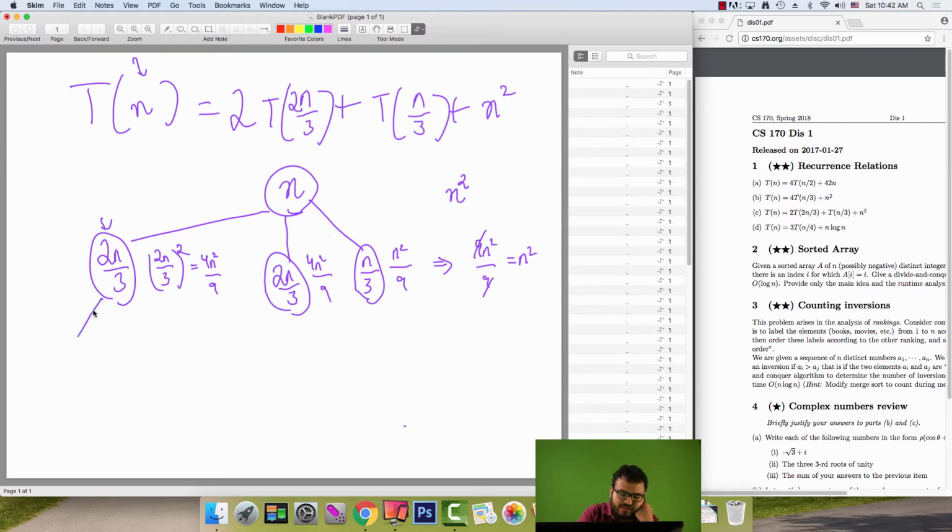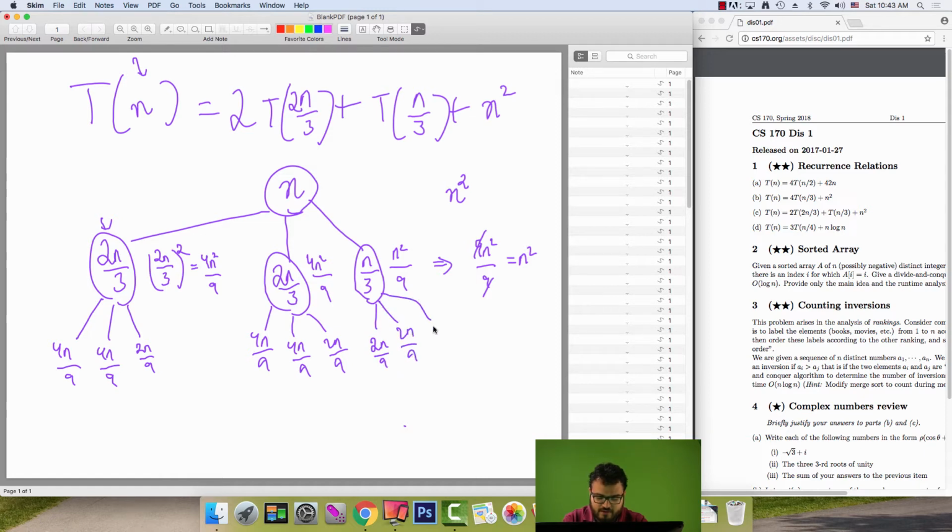So when I split this up into 3, what am I going to get? So I'm going to get 2n over 3 times 2 over 3, right? Because we split it 2 over 3 times. So this is going to become 4n over 9, 4n over 9, 2n over 9. Similarly here, 4n over 9, 4n over 9, 2n over 9. This one is going to become 2n over 9, 2n over 9, and n over 9.